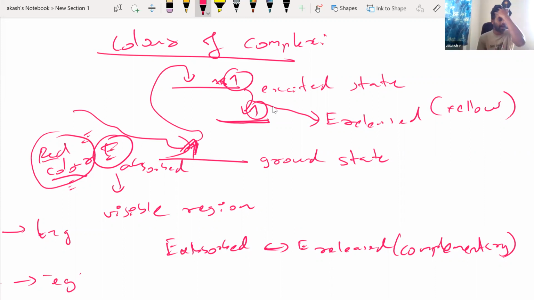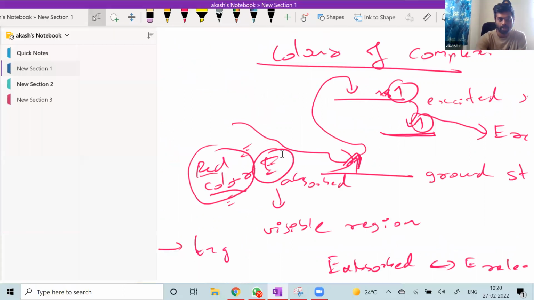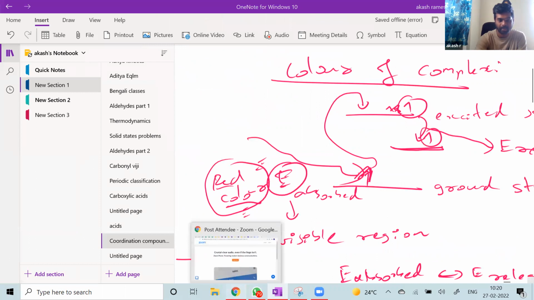So for example, I don't remember the exact complementary colors, but I think we can check that. We'll go to Google and check this.